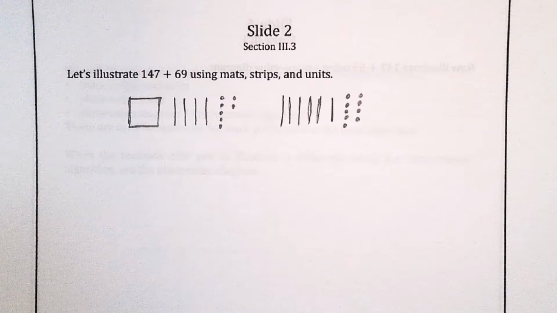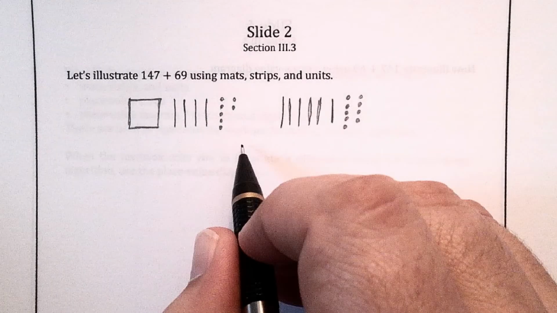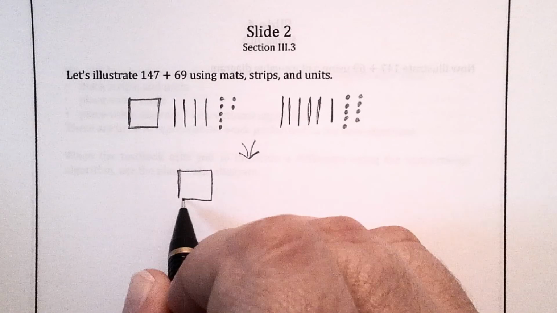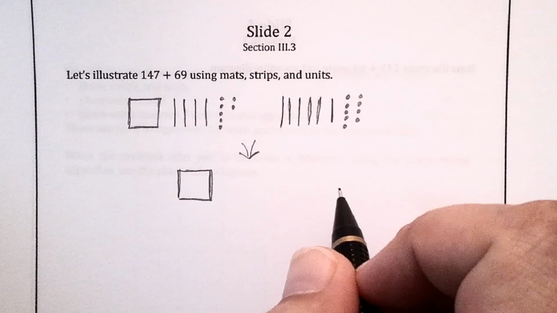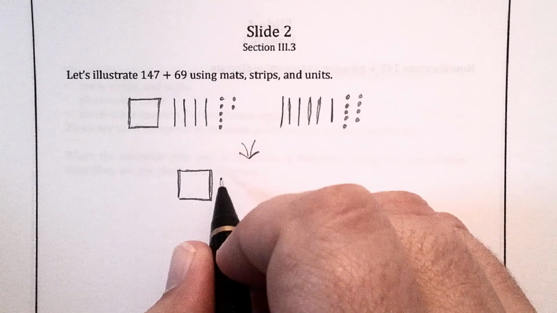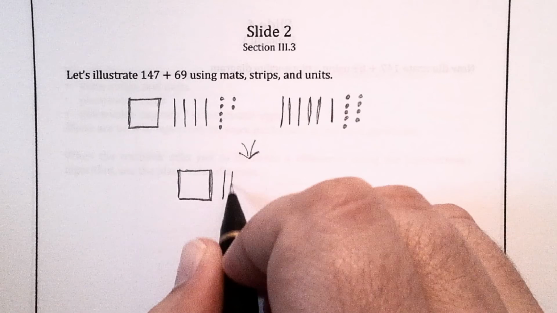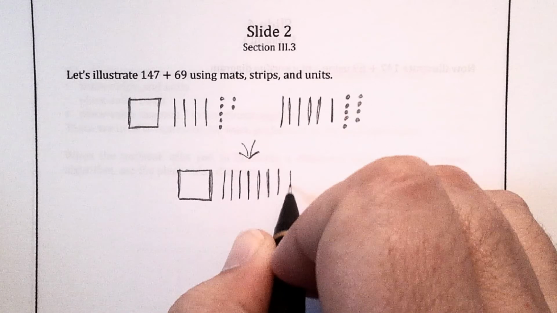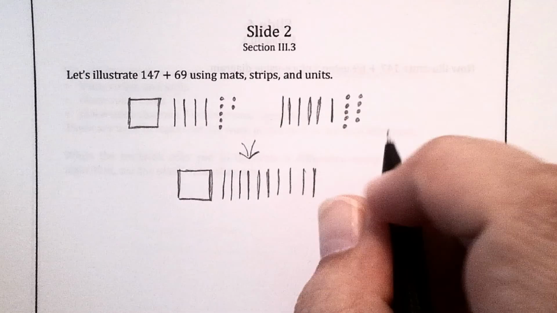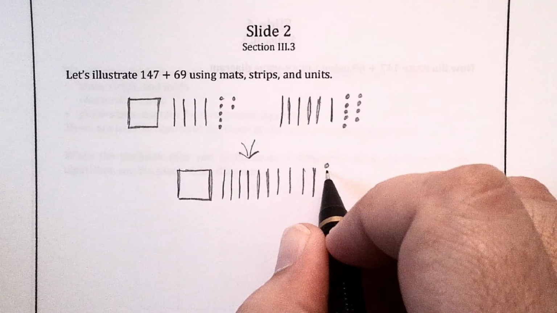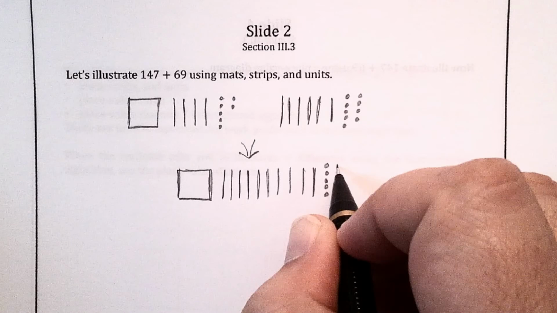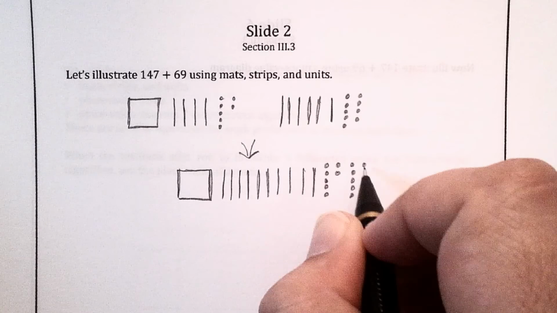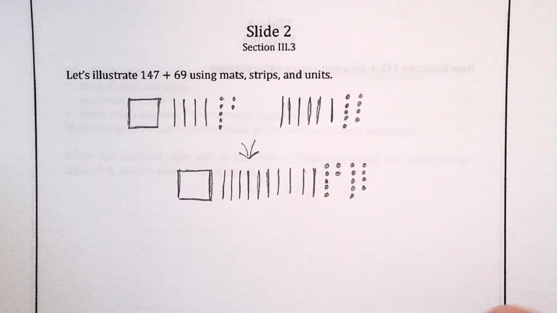Okay, next step, I just put them together into one group. And so I'm just combining at this point. I have one mat now, and 4 plus 6 or 10 strips, and 7 plus 9 units, or 16 units in all. So here I just combined them.